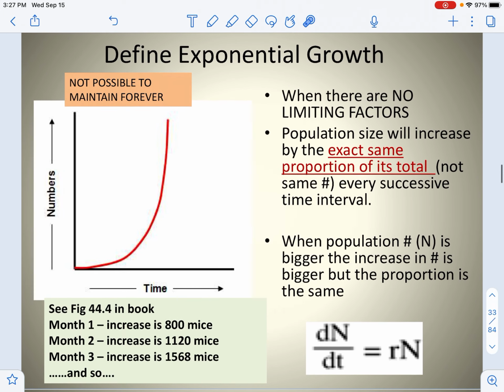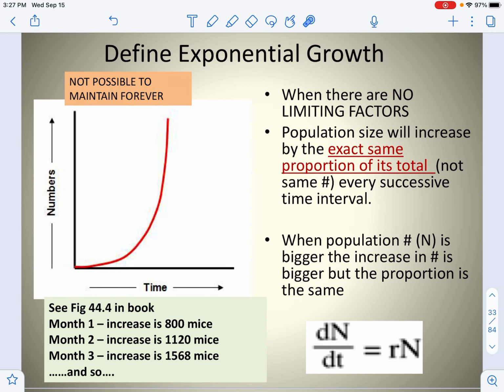All right, here's our definition of exponential growth, which I said, again, is not possible to maintain forever. It applies when there are absolutely no limiting factors, which never happens. I'm going to highlight it because right now it maybe doesn't make sense, but once we start calculating with the equation, I'm going to come back to it. Notice it says the population size will increase by the exact same proportion of its total, but not the same number every interval.